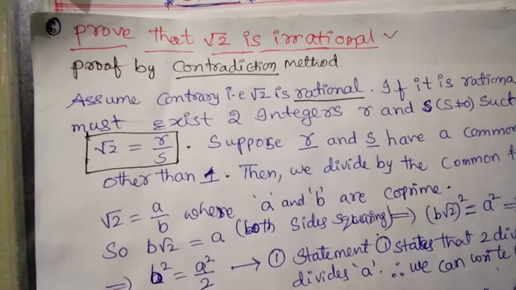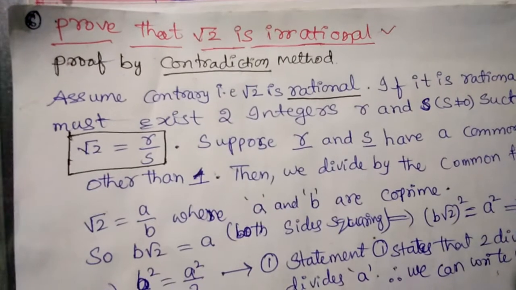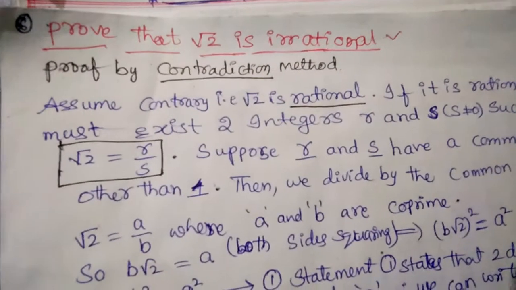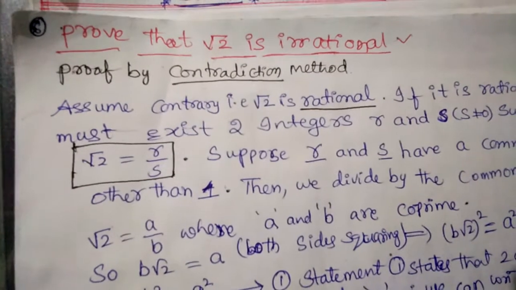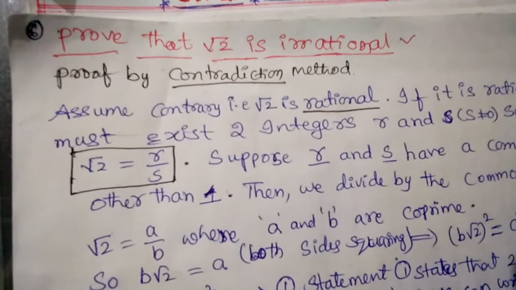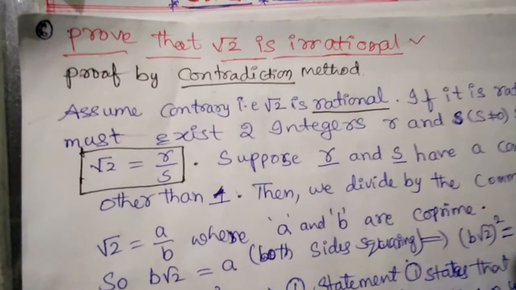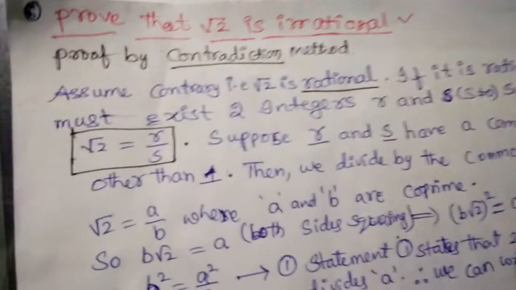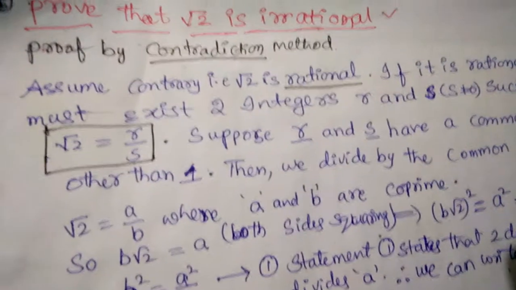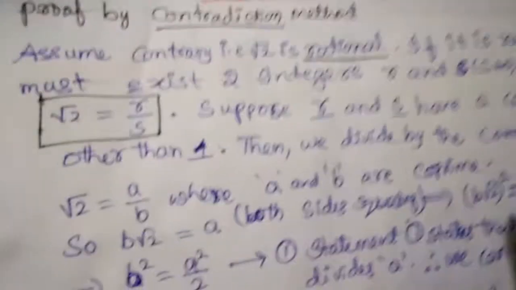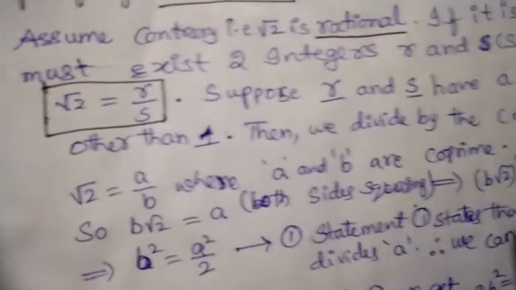Now let us discuss how to prove that root 2 is irrational. Let us prove this by using the contradiction method. Assume, contrary to the claim, that root 2 is rational. If it is rational, then there must exist two integers r and s, such that s is not equal to 0, and root 2 can be written as r by s.